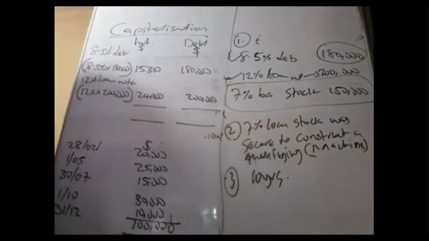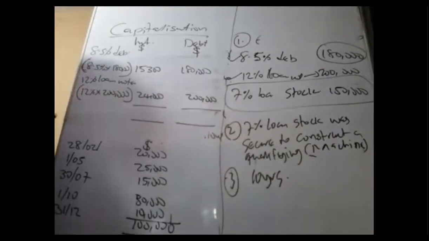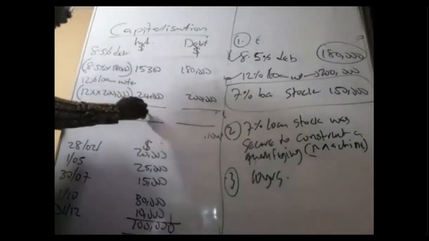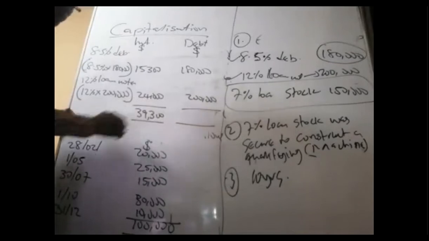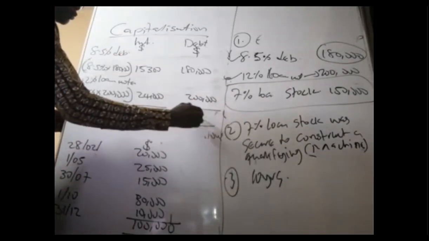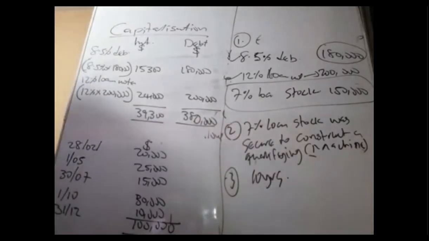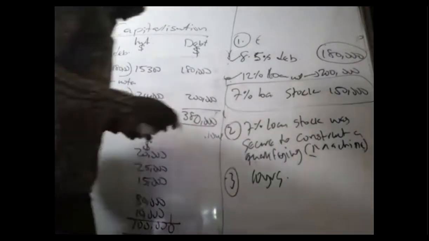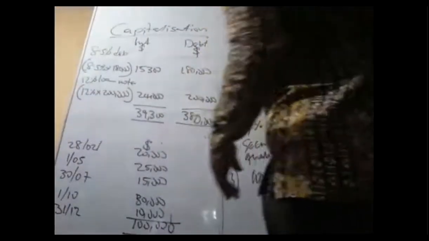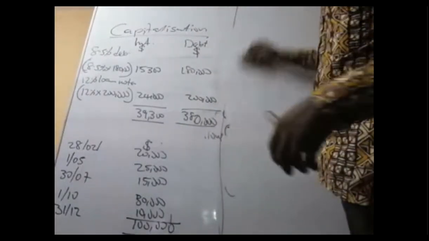What's the total? So put them together. So 24 plus 15 should give us somewhere 39,300. This should give us 380,000. Okay, so 380,000. Once we have this, we can take off this one from the question. Now you get it, right?